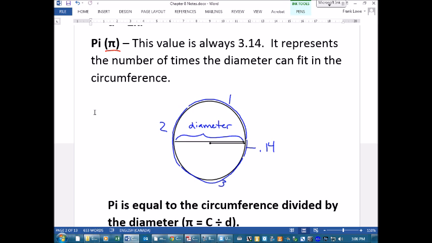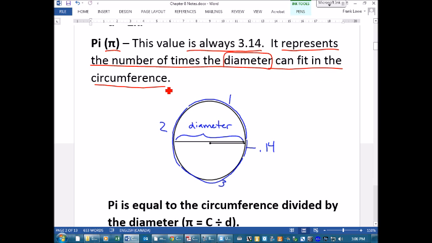And look at the definition here. It says this value is always 3.14. Actually goes well beyond 3.14. But this is what it represents. This is what you kind of have to conceptualize, and we'll look at it a few times as we go through. It represents the number of times the diameter can fit into the circumference.